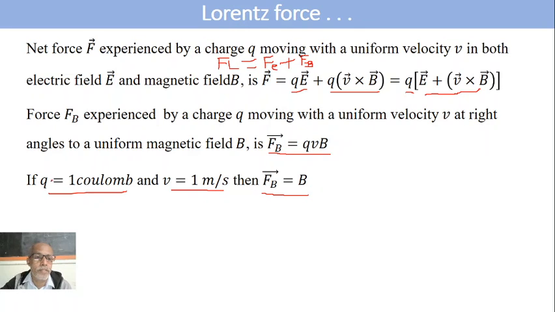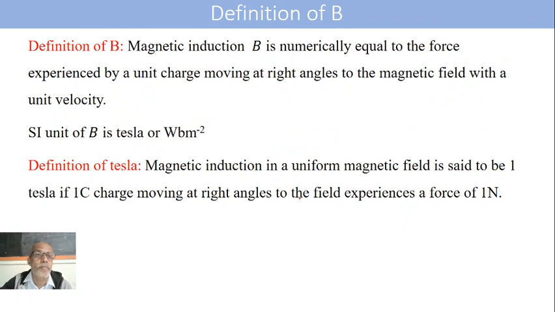By making use of this, we can define the magnetic induction B. The magnetic induction B is numerically equal to the force experienced by a unit charge moving at right angles to a magnetic field with unit velocity. B is equal to Fb, that is, magnetic induction is numerically equal to the force experienced by a unit charge moving at right angles to a magnetic field with a unit velocity. This is how we define magnetic induction B. The unit used to measure this magnetic induction is Tesla or Weber per meter square. Tesla or Weber per meter square is the SI unit used to measure the magnetic induction.